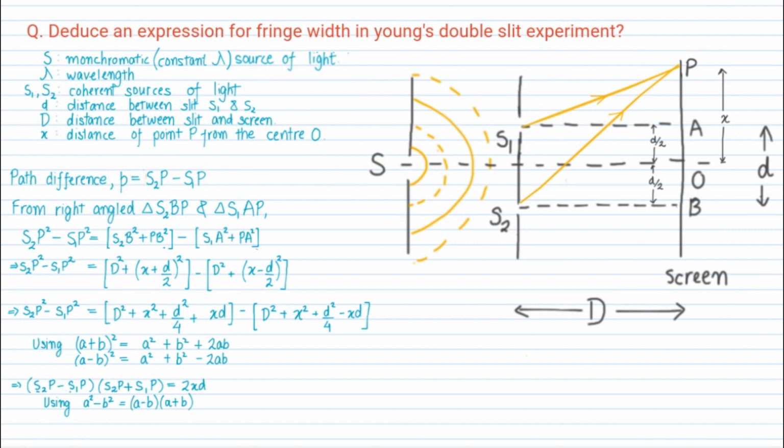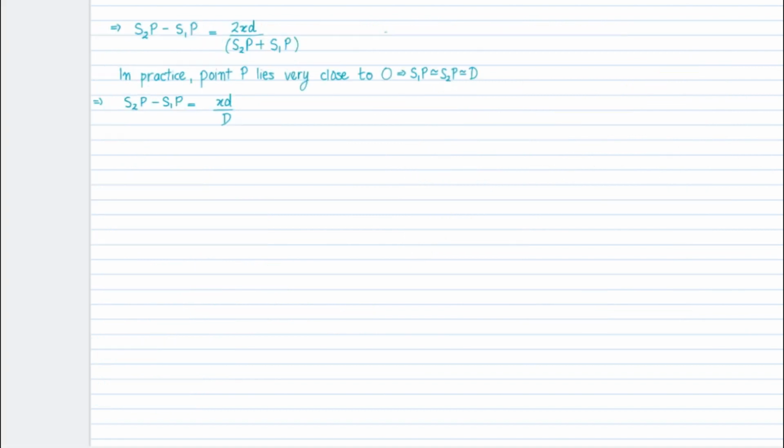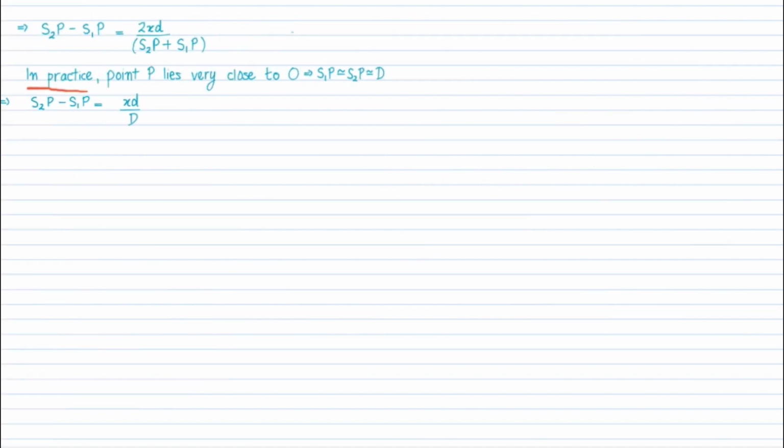Fine. So let us substitute this path difference there. So the path difference equals to x d upon D. Let me put this in a box. Okay, so this is the equation for the path difference.